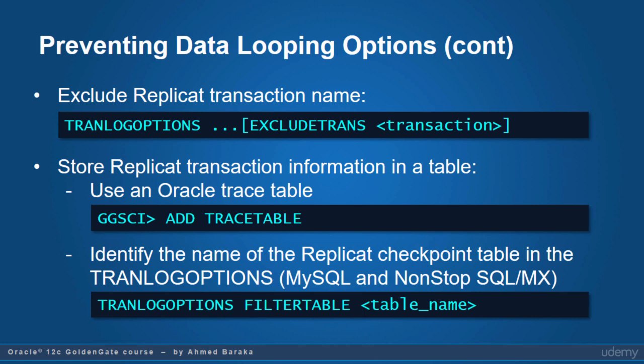As you see, you have a long list of options to prevent data looping in an Oracle GoldenGate bidirectional configuration. Deciding which one to use depends on the database platform and release. I'm going to shed some more light on those options in the incoming slides.